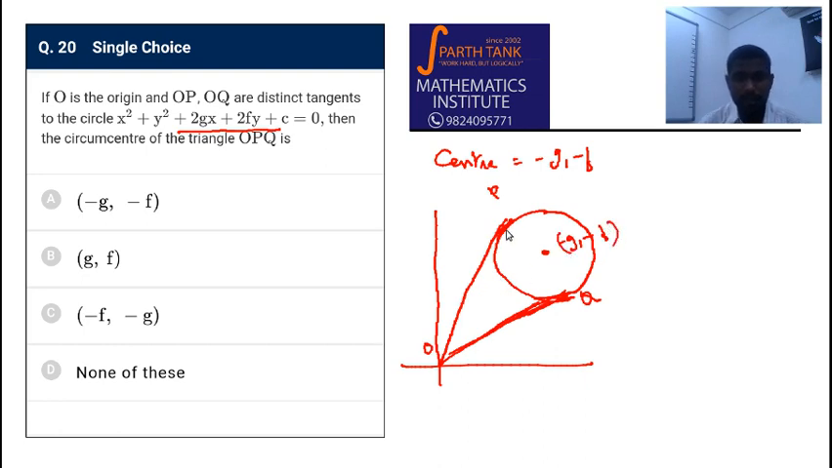Now the circumcenter of the triangle OPQ. What would it be? Tricky question, because if you try to find the points and then the circumcenter, the problem will never get over. But if you remember completing this quadrilateral, let us call the center C, the quadrilateral OPCQ is a cyclic quadrilateral, which means the opposite angles add to 180 degrees, because the tangent and the radius are always perpendicular to each other.